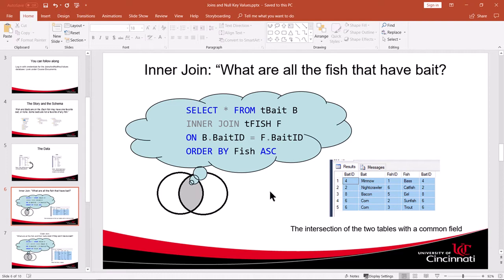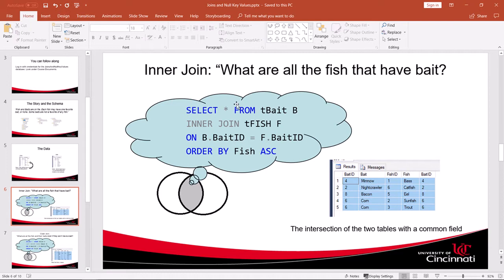Over on the right of the slide, there is the result of that select statement. We only get the records that are common to both tables. We only get the records where both tables have a common value in the bait ID. And that answers the question at the top of the slide: what are all the fish that have bait?